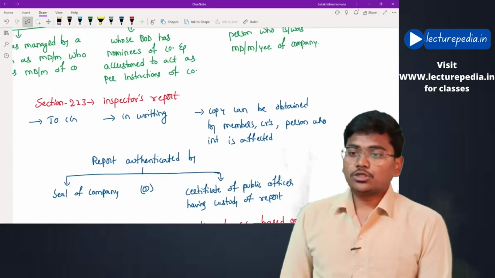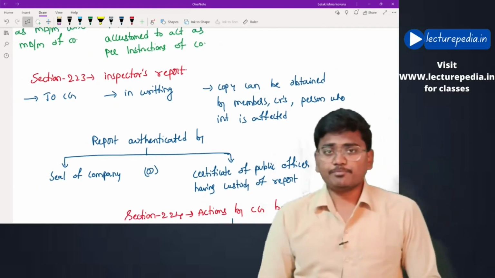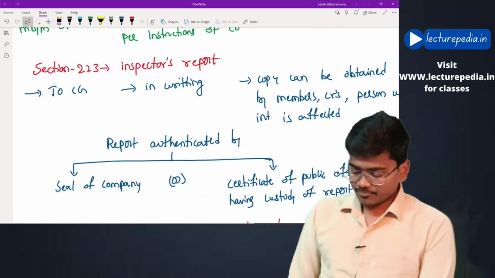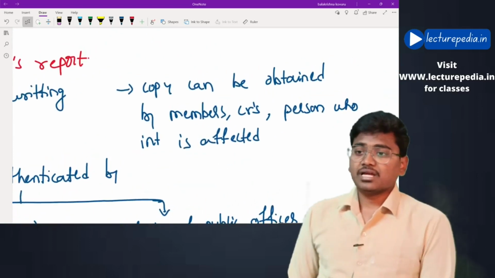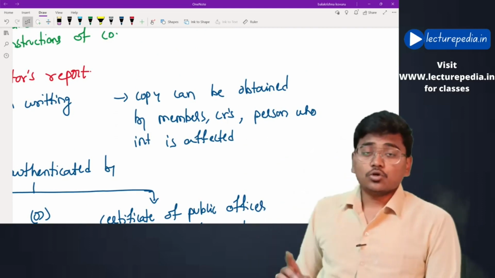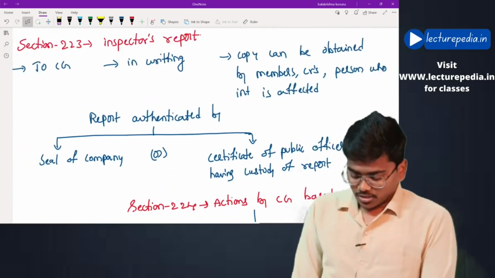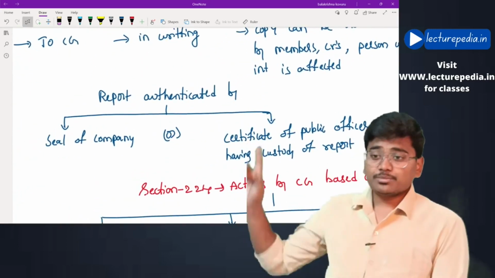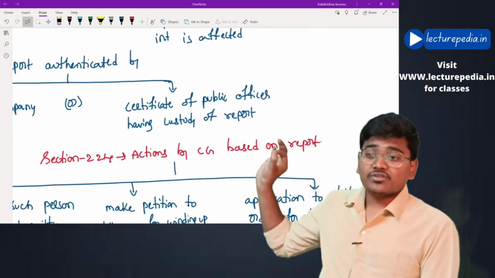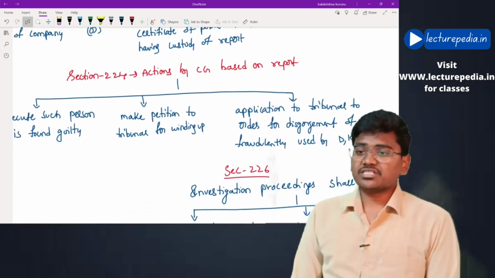Next, section number 223, inspector's report. After conducting the investigation, he has to give the investigation report. To whom will he give? He will give it to the central government, and the report must be in writing, and a copy can be obtained by any member or creditors or any other person whose interest is affected by this investigation. Okay. And the report must be authenticated by the seal of the company or certificate of a public officer having custody of the report. This is regarding the investigation report.